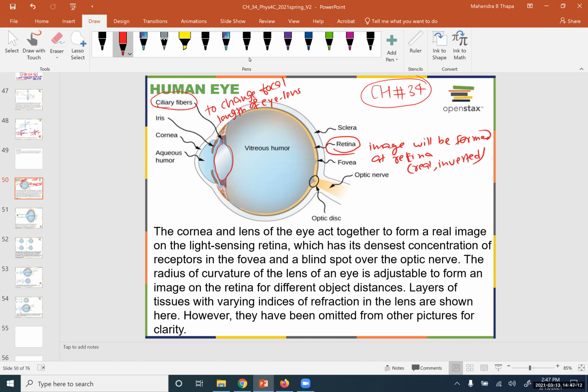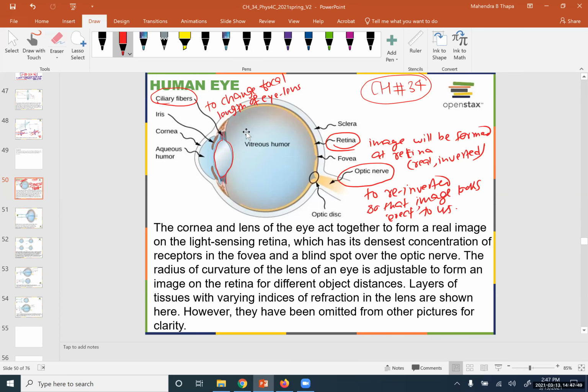The main role of the optical nerve is to reinvert the image so that it looks erect to us. So we are talking about our eye, the human eye, and in this part we are mainly concerned with these kinds of functions.